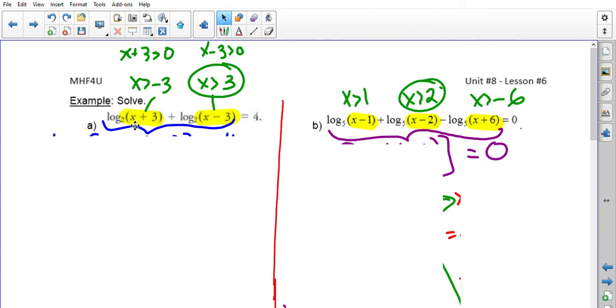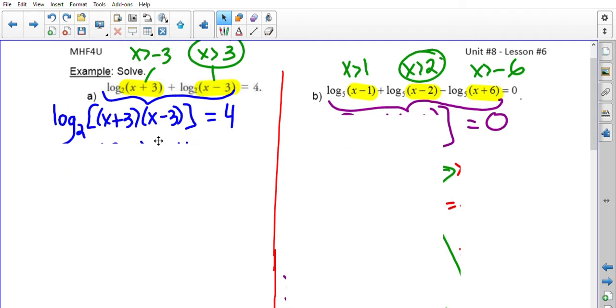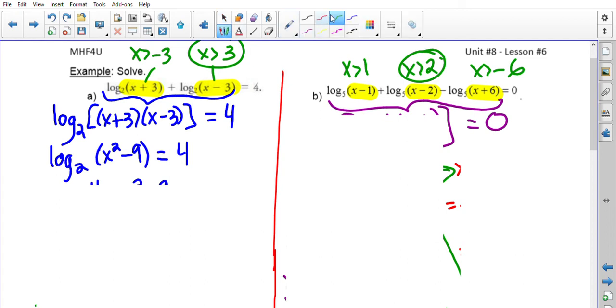All right, so we have a common base of 2, so let's multiply their arguments and write as a single term. So log of (x plus 3) times (x minus 3), all to the base 2, minus 4. So we're going to distribute. We can see that those are the factors of a difference of squares. So when we FOIL and collect like terms, we're going to get an argument of x squared minus 9. And at this point, we are going to convert to exponential. So we're going to go from 2 to the 4 equals the argument.